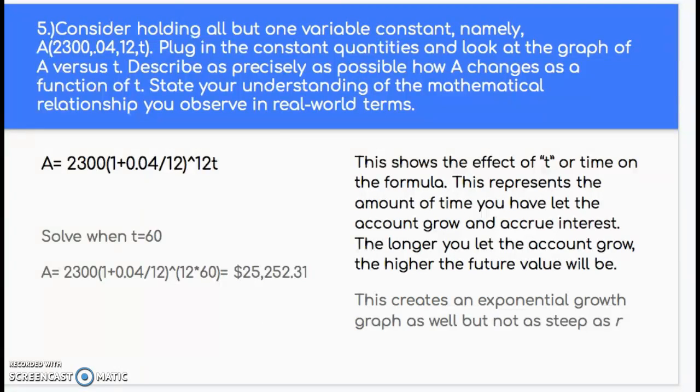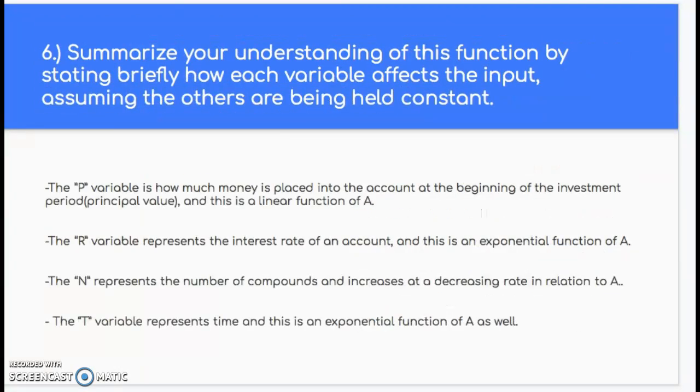So question number 6. Here we're just going to summarize every variable and how it affects A. P, as you possibly recall, is a linear function with a constant slope. So as P increases, so does A. As P decreases, so does A. For R, that's our interest rate, and this variable had an exponential growth. So that basically means that it changes very quickly, which is going to help us in our next question.